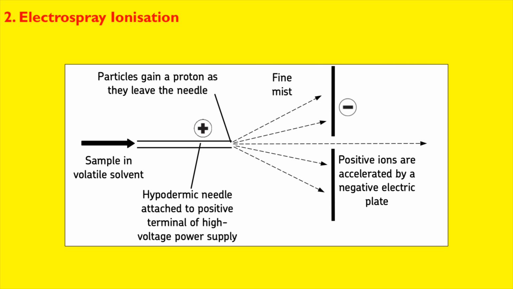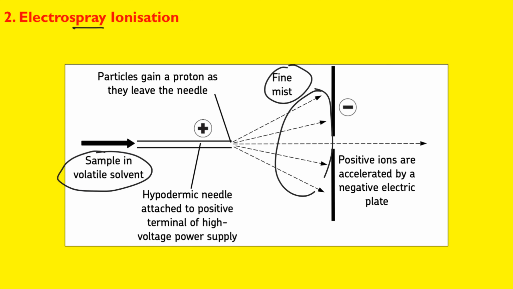The second way a sample can be ionized is through electrospray ionization. This involves the sample first of all being dissolved in a volatile solvent and then put into a hypodermic needle. This gives a fine mist, so it's sprayed out, which is where the term electrospray comes from. The hypodermic needle is attached to a positive terminal of a high voltage power supply, and as the sample leaves the hypodermic needle, it gains a proton, and it gains that proton from the solvent.